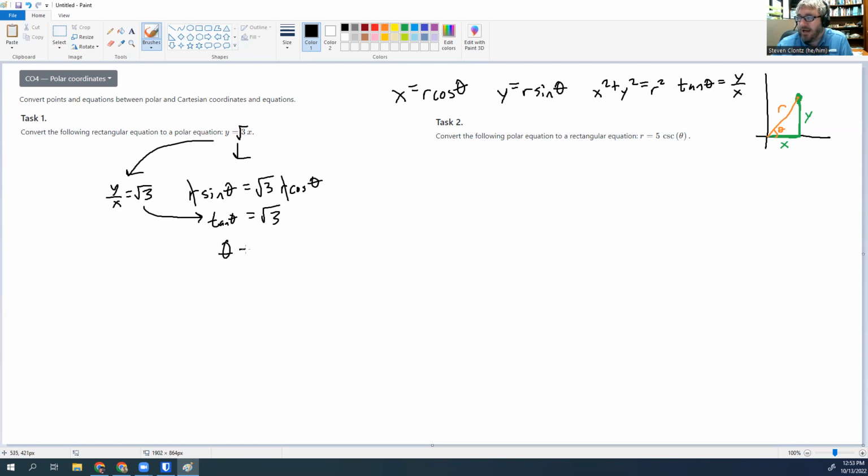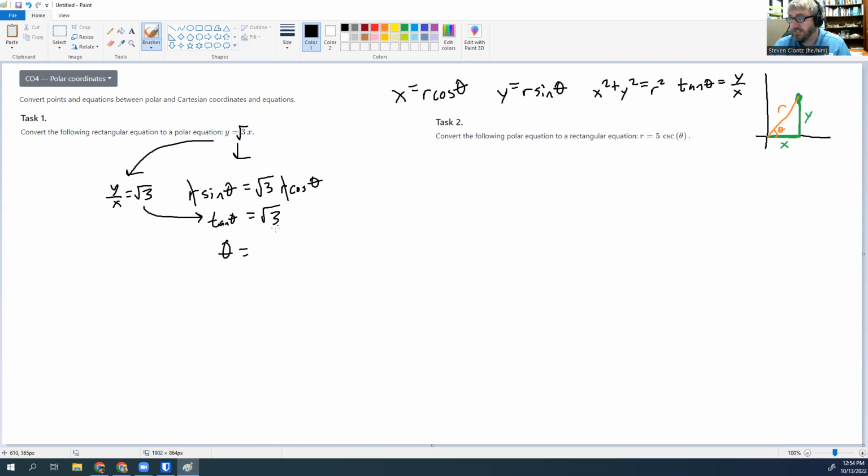However, at the end of the day, I need to know what angle gives me a tangent of root 3. If you've got technology, just do the arc tangent, the inverse tangent on root 3, and use degree mode. You'll get degrees, or if you're using radians, you'll get radians. We always answer in radians.